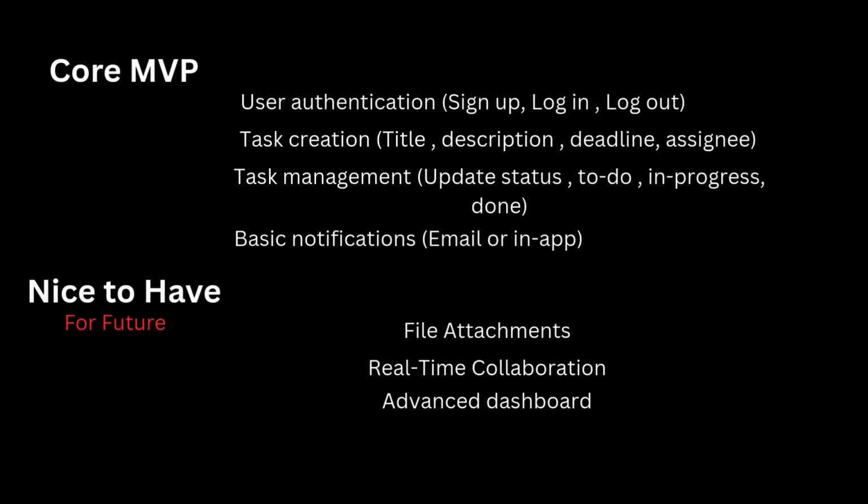Then determine the MVP code, which is definitely sign up, log in, log out, user authentication, task creation, task management, basic notification. That's the basic code to start this application. And also write down the things that you will need in the future, like file attachment, real-time collaboration, or maybe a dashboard or something. Write everything down.